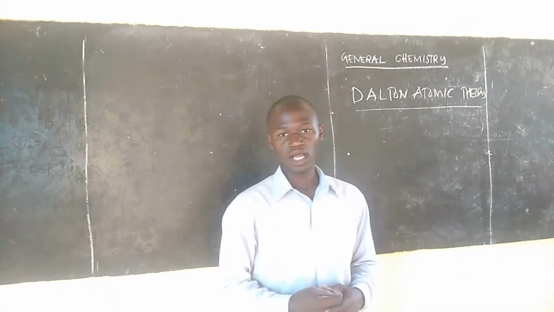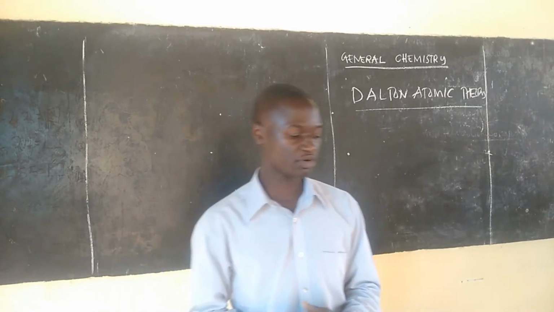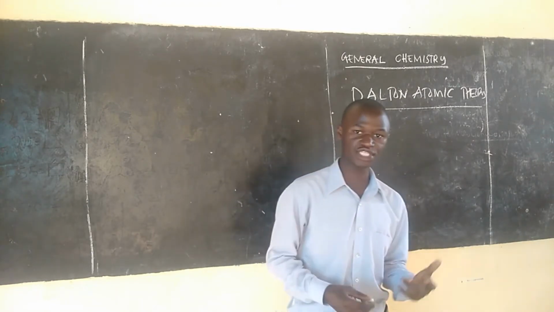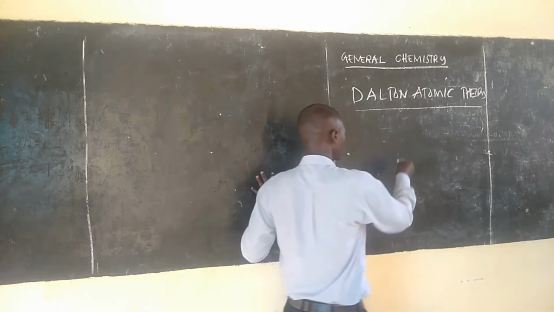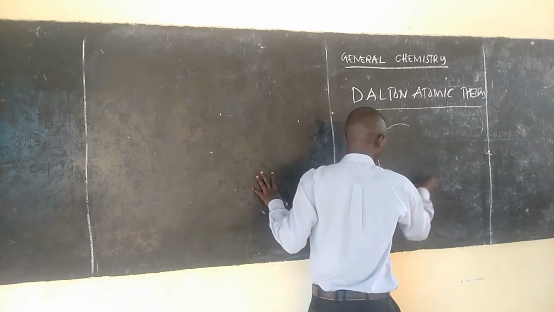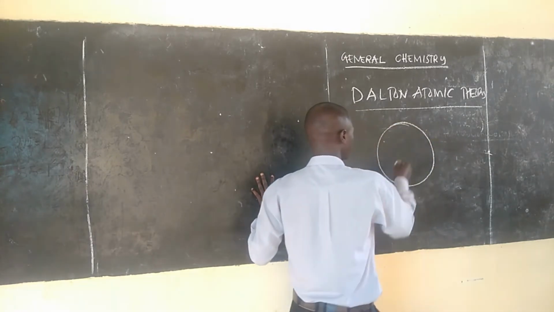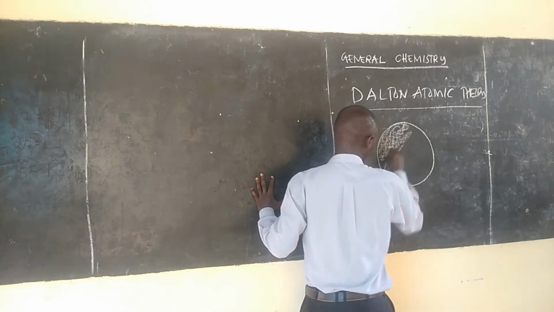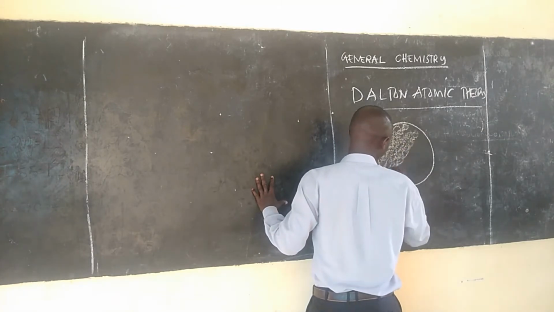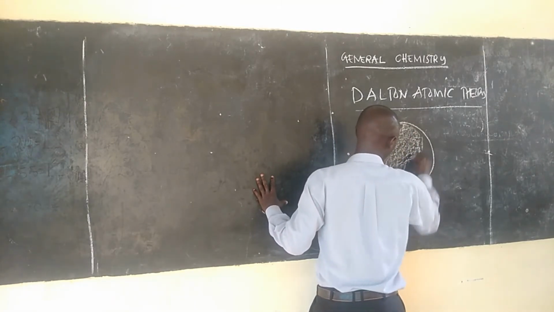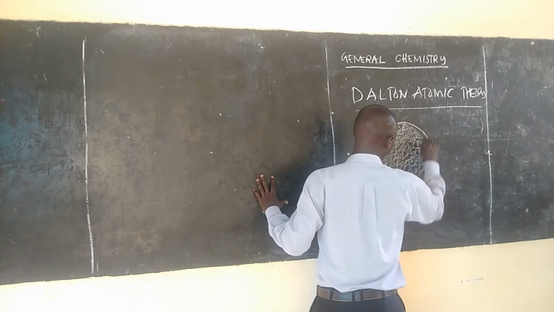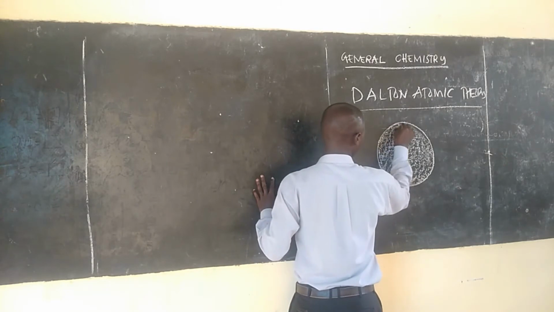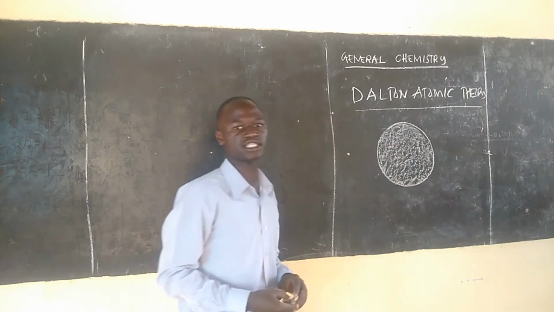So, according to Dalton, his atomic model, he suggests that an atom is the solid sphere which is indivisible. So according to Dalton, tungesema the structure of an atom, according to Dalton, was simply looking like this way. It is the complete sphere which is indivisible. And inside this sphere, there is no any smaller particles, because this sphere, it is indivisible.